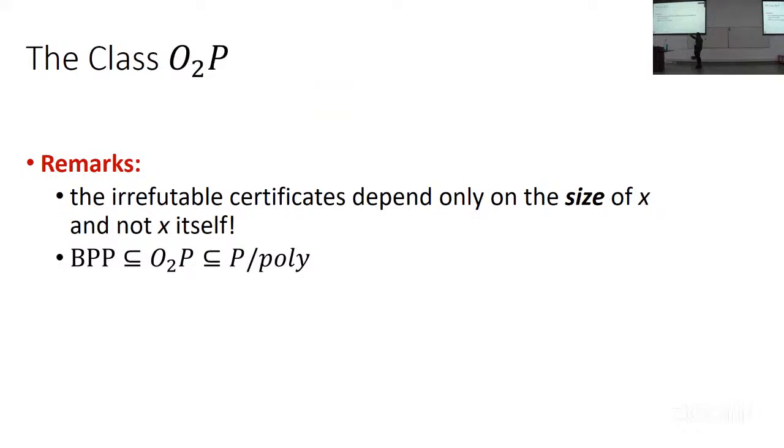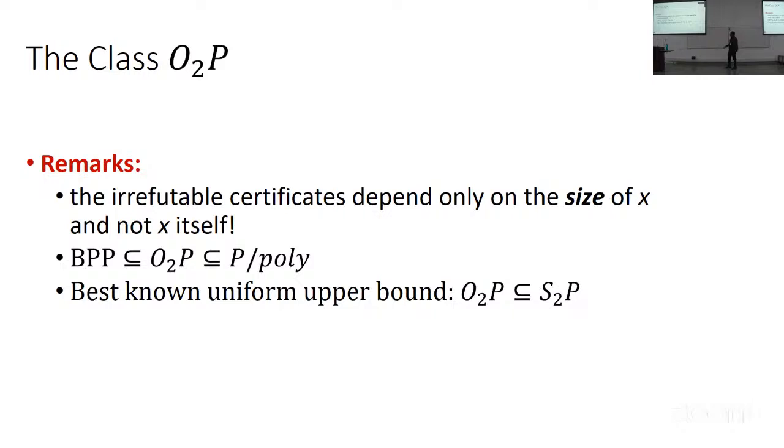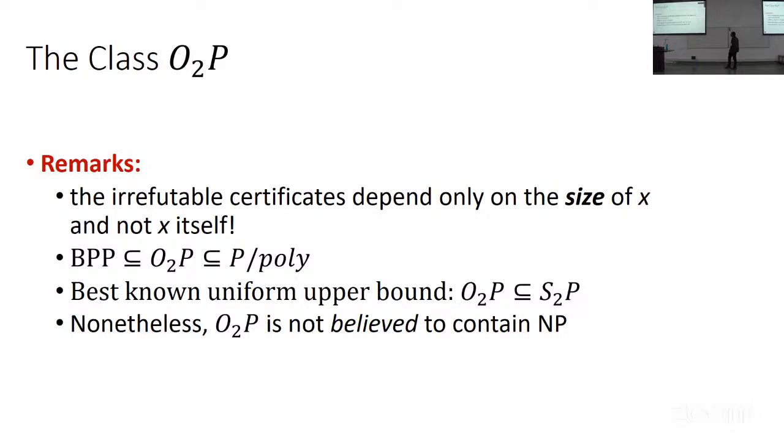It's also interesting that BPP is contained in O2P. So it's this class that's in the middle: it's upper bounded by P/poly, and it does contain BPP. So if you can say interesting things here, maybe you can say some interesting things about BPP. It's a weird class that has some nice properties. And the best uniform upper bound for O2P is S2P. So if I want lower bounds for O2P, I can't use this diagonalization argument anymore, because O2P is maybe smaller than NP. It's contained in P/poly, right? If NP was contained in O2P, then you'd already prove P is equal to NP. So we have this class that's a little weird.